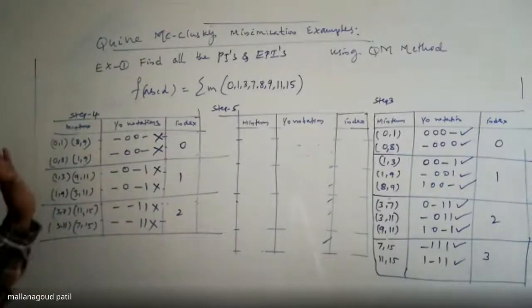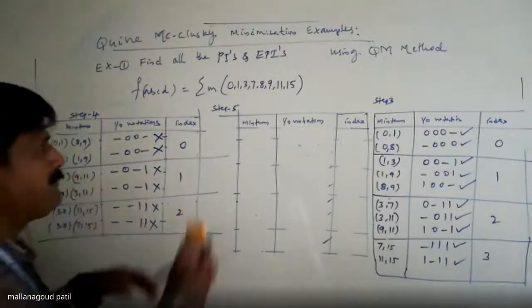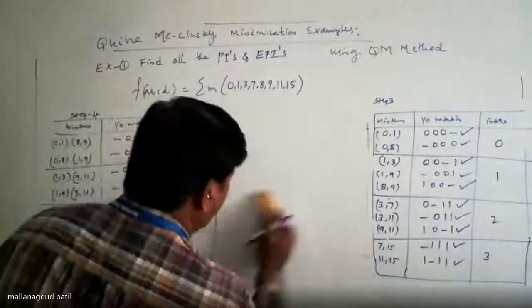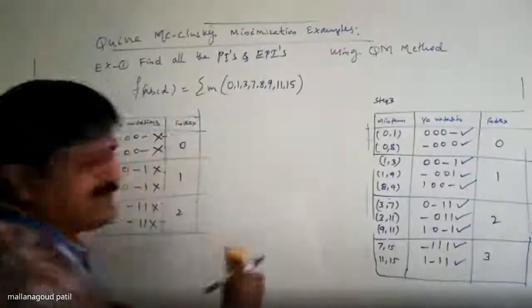Then from step number 4 onwards you have to stop. Step number 5 is not possible. Now, based on step number 4, directly write the PIs.